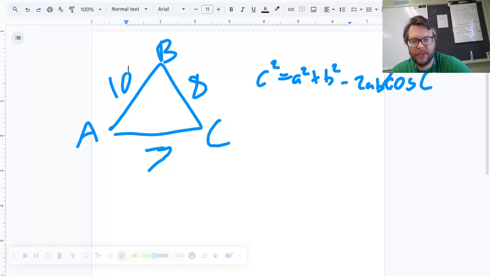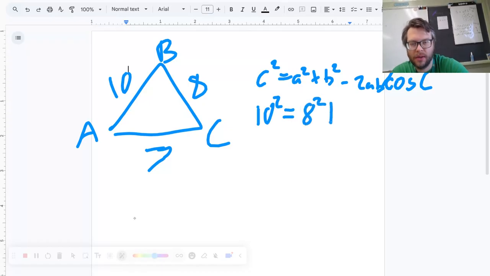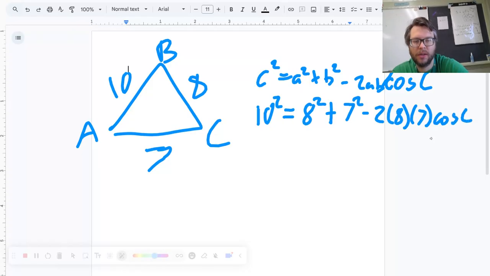So C is 10 because that's opposite of the corner that's marked C. A is 8. B is 7. Cosine of C. Feel free to use a calculator on this.